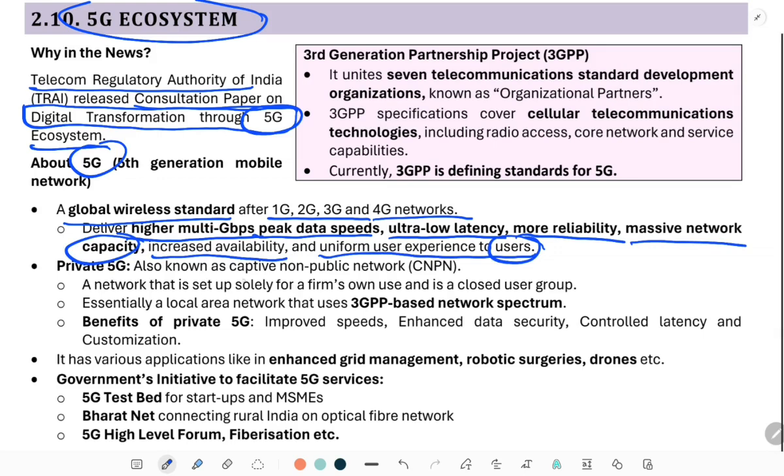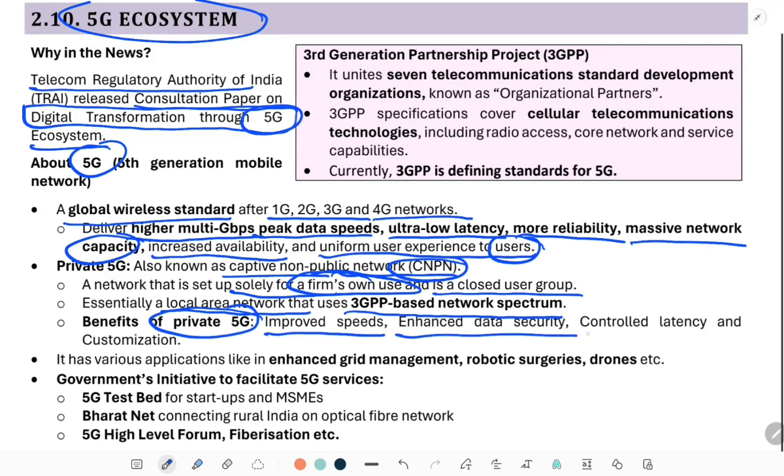Private 5G, also known as the captive non-public network, CNPN, is a network that is set up solely for a firm's own use and is a closed user group. It is essentially a local area network that uses 3GPP based network spectrum. Benefits of private 5G are improved speeds, enhanced data security, controlled latency and customization.